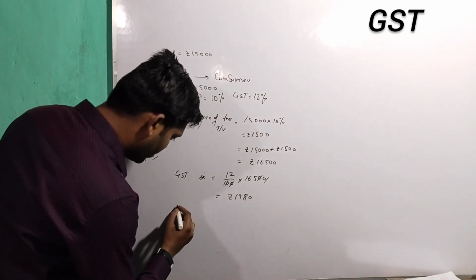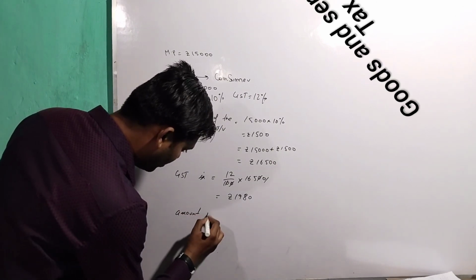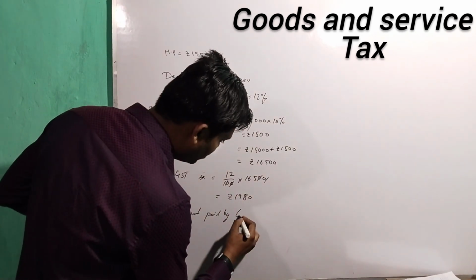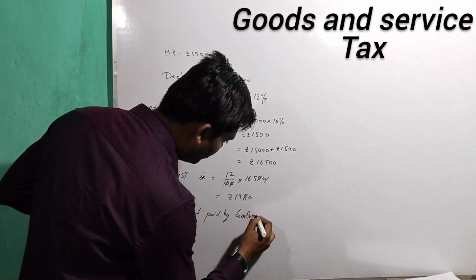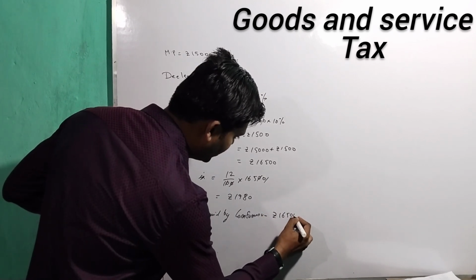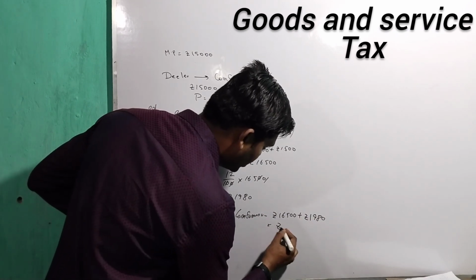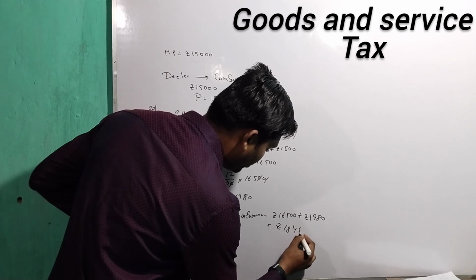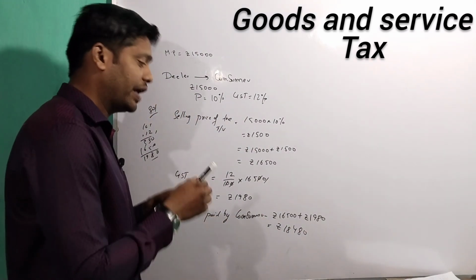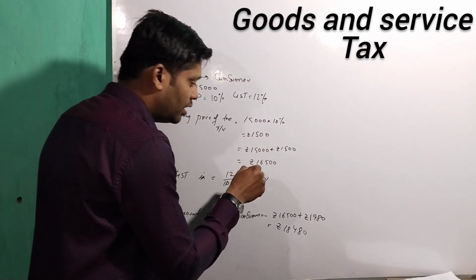So, amount paid by consumer. Yes, consumer, how much does he have to pay? This value, rupees 16,500 plus rupees 1980. So how much is it going to be? 18,480.